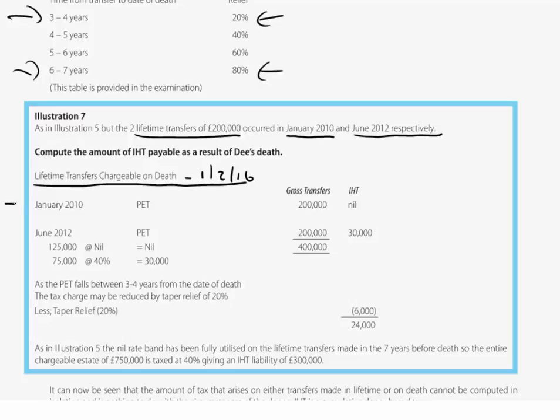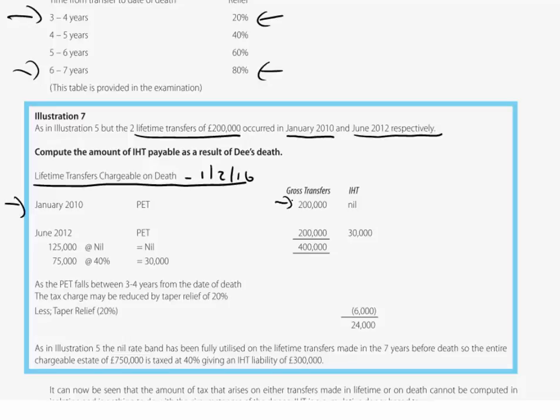Well, we've now made that first PET in January 2010. Now remember, we went back 7 years from 1st of Feb 2016 to 1st of Feb 2009. So yes, January 2010 does fall within the 7 years prior to the date of death, and hence it becomes chargeable. What was the amount of the gross chargeable transfer?